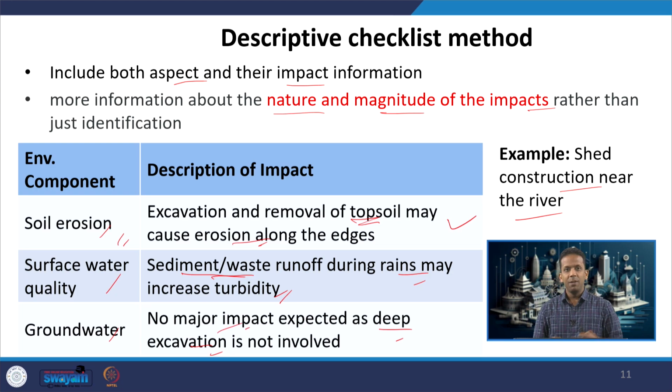So, in a simple checklist we would have done it like this, just identifying the impact, but here in the descriptive checklist, in addition to identifying, we described the impact. That is the difference, and since it needs a lot of space in the tables, people do not often prefer to use this descriptive checklist method and stick to simple checklist methods.